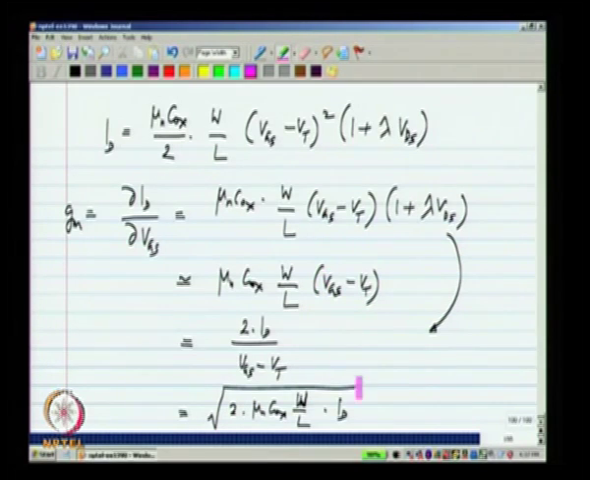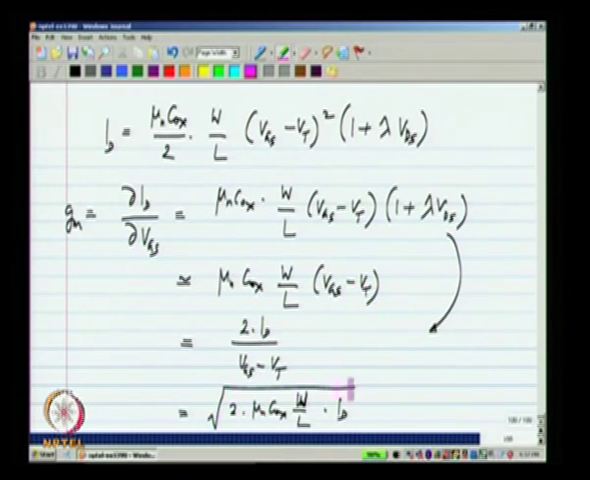Now, these 3 expressions appear to show different dependencies of gm on the electrical quantities VGS minus VT and ID. The first one says it is proportional to VGS minus VT, but the second one says it is inversely proportional, but there is no contradiction here. This is a function of only VGS minus VT, but this is a function of ID and VGS minus VT. If you change VGS minus VT for a given transistor, ID will also change. So, you have to take that into account, so do not get confused by this.